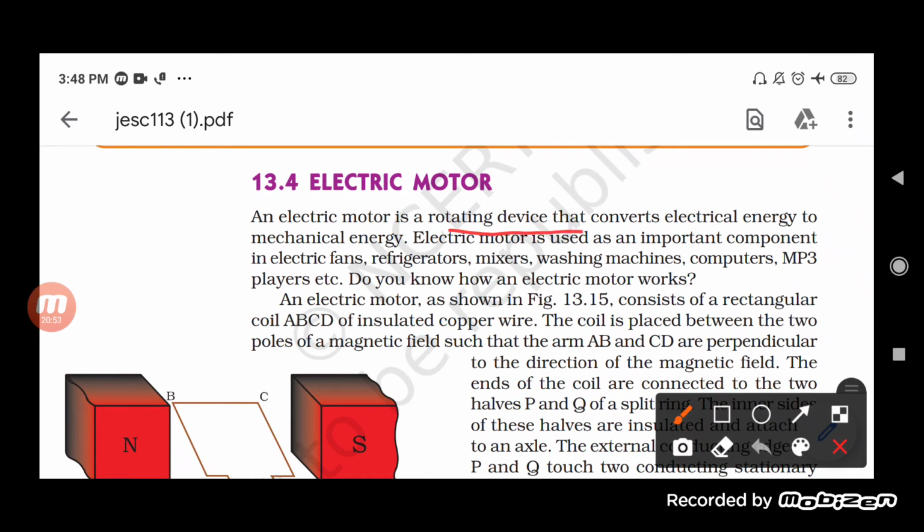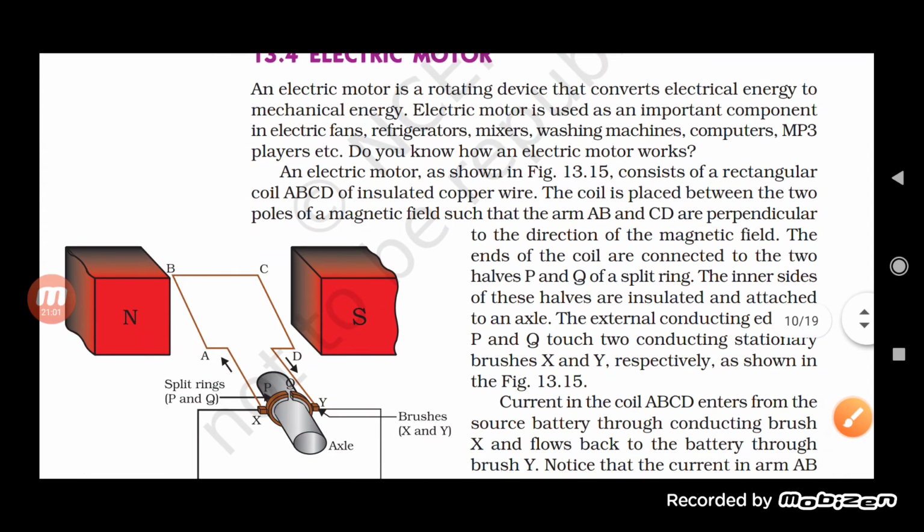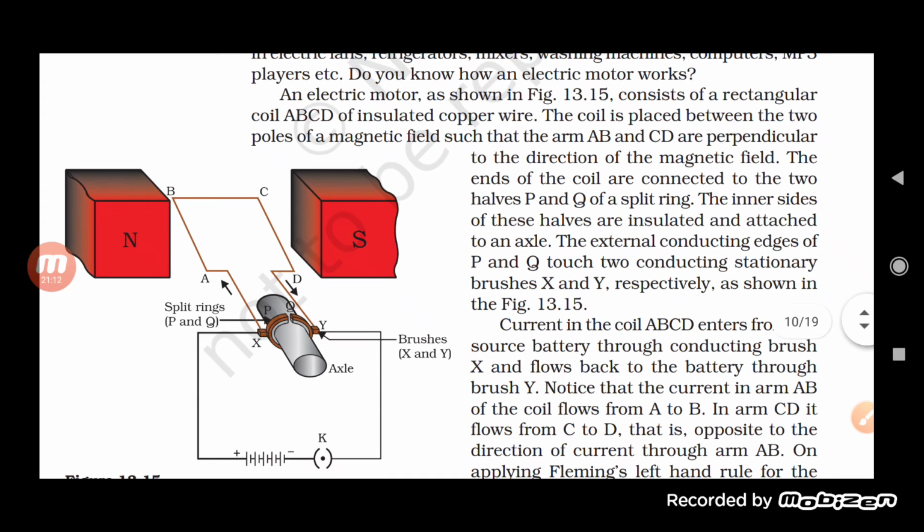See, it is a rotating device that converts electrical energy to mechanical energy. Now you can see here an electric motor, and the picture is already given here, students. Many times the construction and working of the electric motor are asked, so it is really important to understand it. Now see here, what is there in the electric motor?